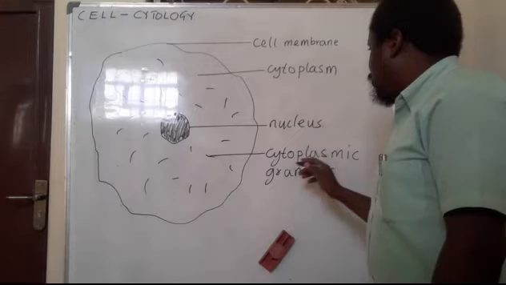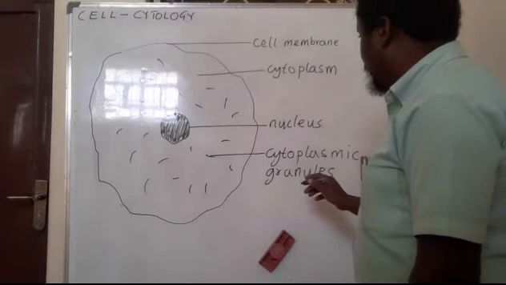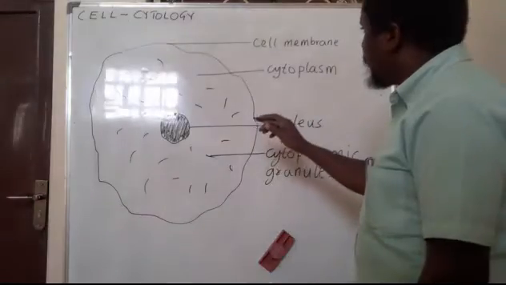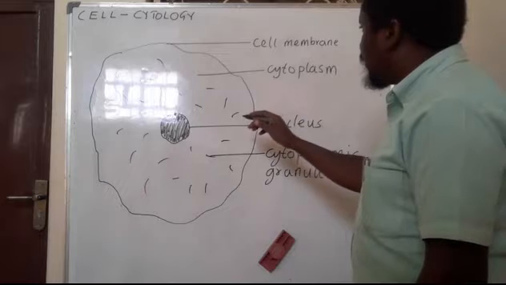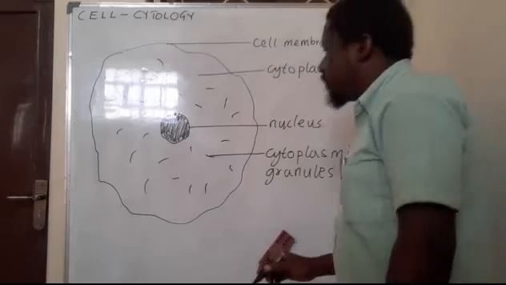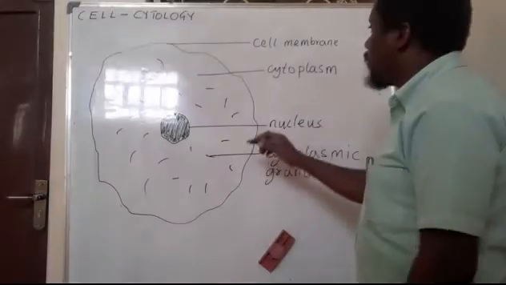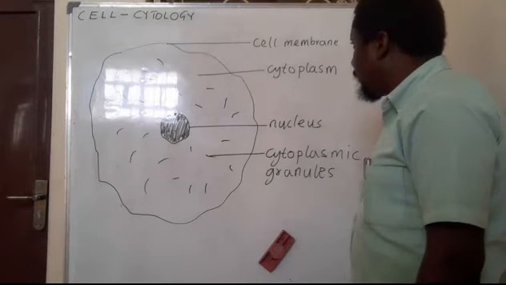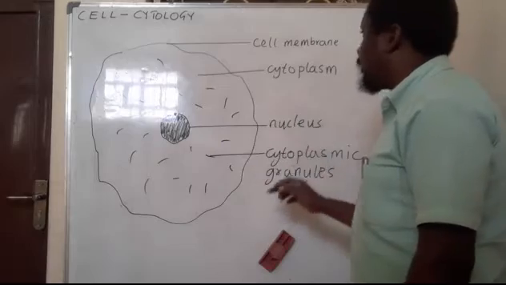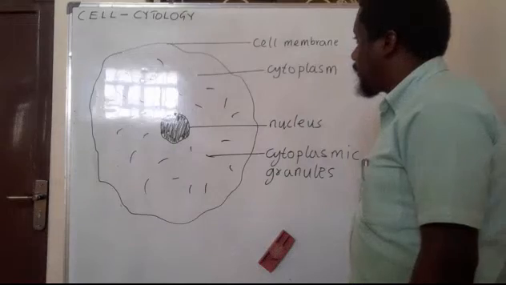But what these cytoplasmic granules actually are, are various structures in the cell, and we call them cell organelles. And we are going to analyze the organelles when we look at greater detail of the cell.